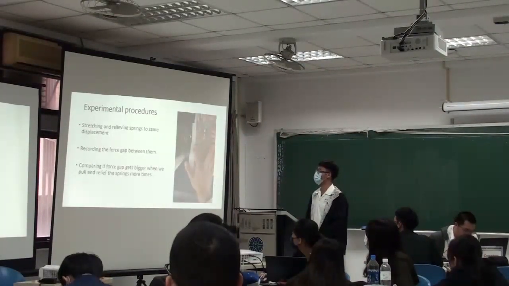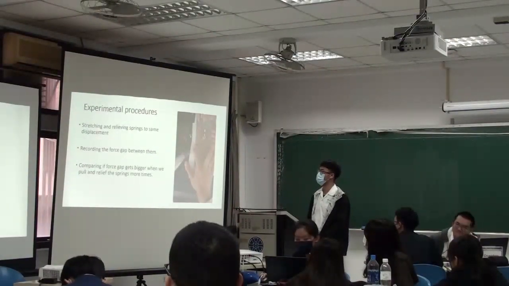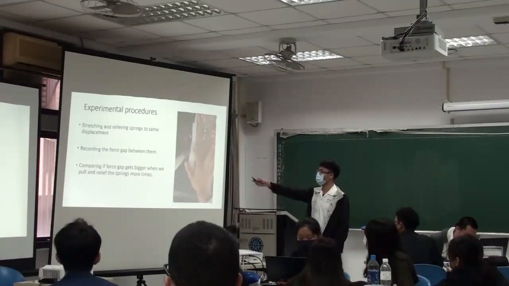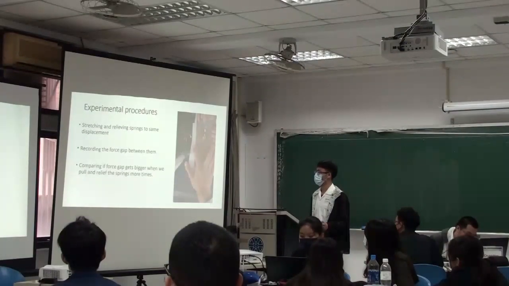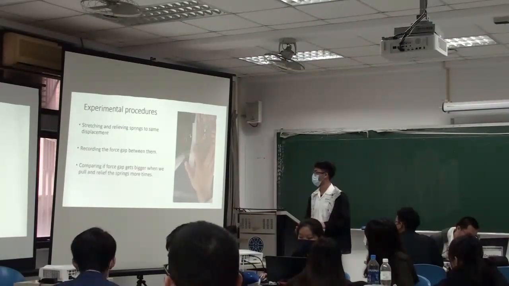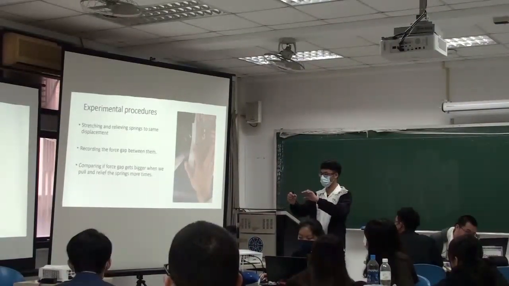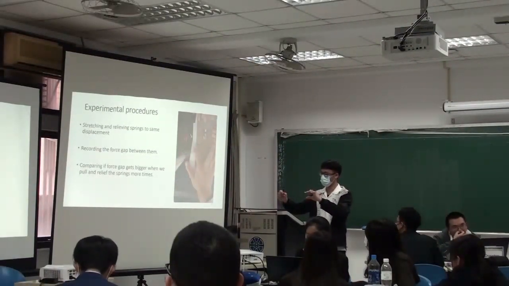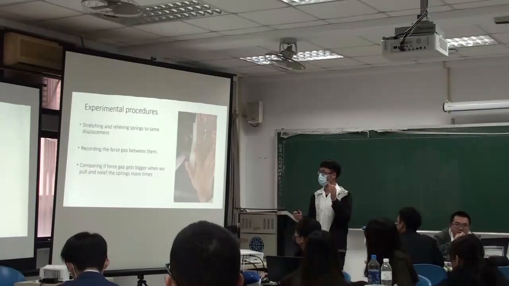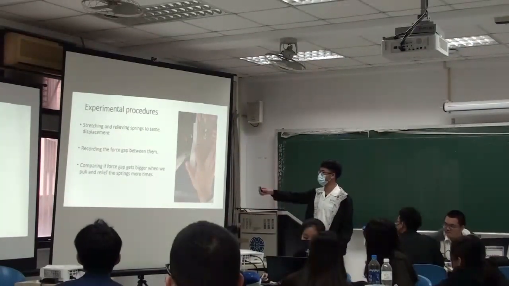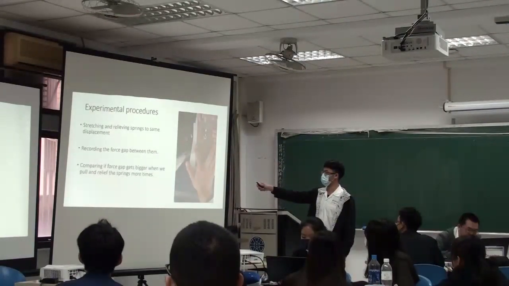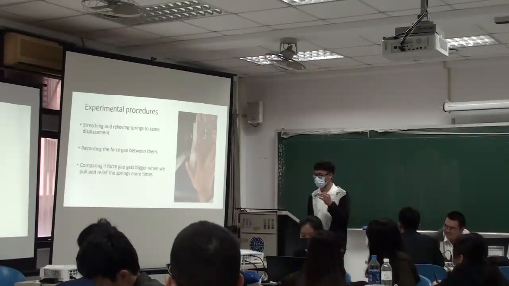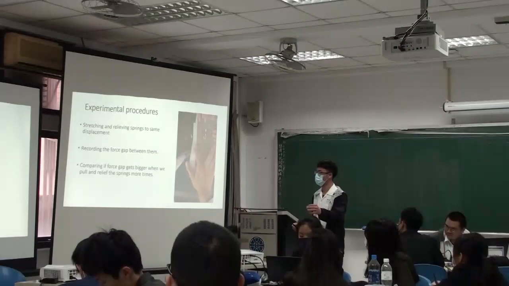And this is our experimental procedure. First, we stretch and relieve the spring at some displacement, and record the force gap between them. We define the force gap as the hysteresis of the hysteresis phenomenon. We stretch the spring to 3 centimeters and relieve it at 3 centimeters, and check whether there is a force gap between them. Then we compare whether the force gap gets smaller when we pull and relieve the spring more times, because we found the hysteresis phenomenon happens in the initial experiment.